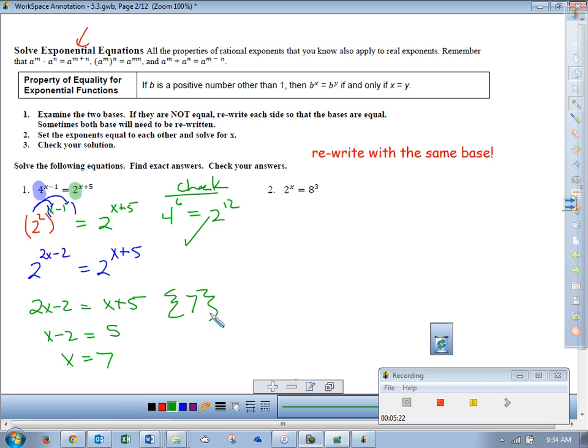So, number 2, I want to try to write them as the same base. This is base 2. This is base 8. Is it possible to write them both as base 2? So 2 to the x equals, what's 8 changed into a power of 2? 2 to the third. But it's still got to be raised to the third. All I did was where there was an 8, I replaced that with 2 cubed.